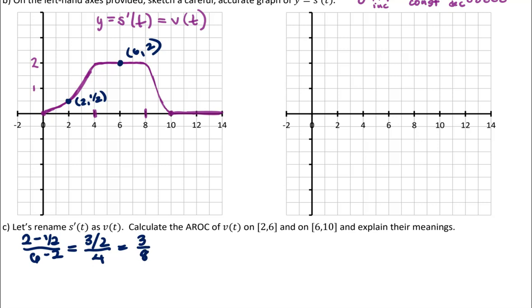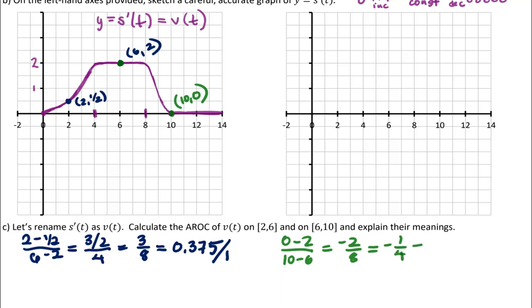3/8. And I'm even going to go one step further on this one and convert that to a decimal, just because I really want to look at a unit rate, what's happening per minute instead of what's happening per 8 minutes. And let's go ahead and crunch 6 to 10, and then we will explain both of them. So 6 to 10, we're going from that same point, 6, 2, down to 10, 0. So our average rate of change will be 0 minus 2 over 10 minus 6, which is negative 2 over 8, or negative 1/4, or negative 0.25.